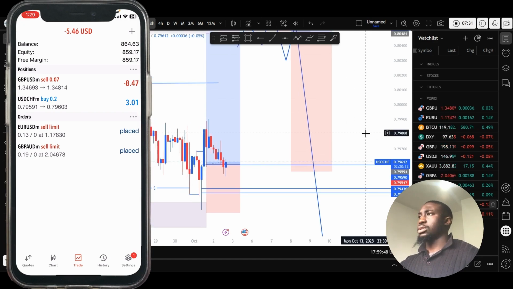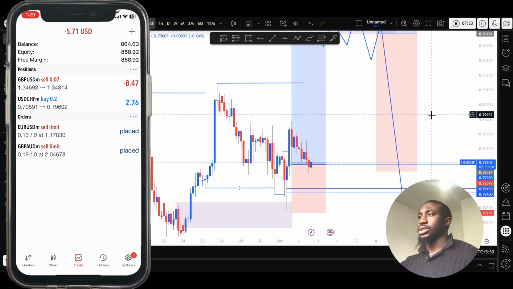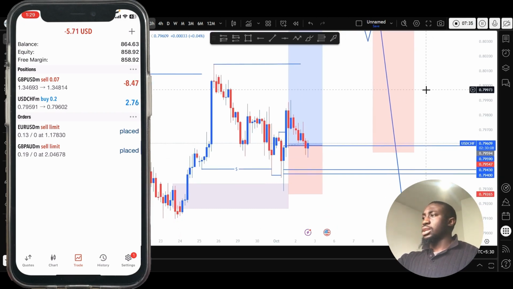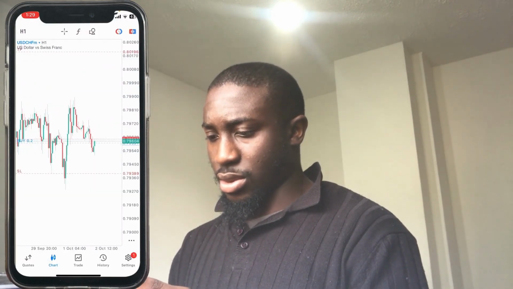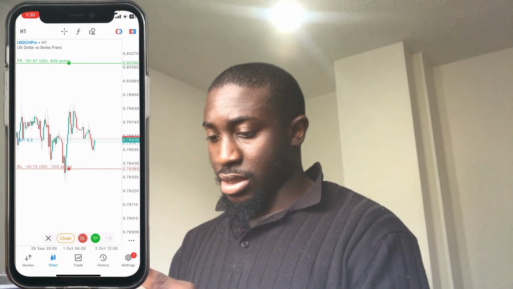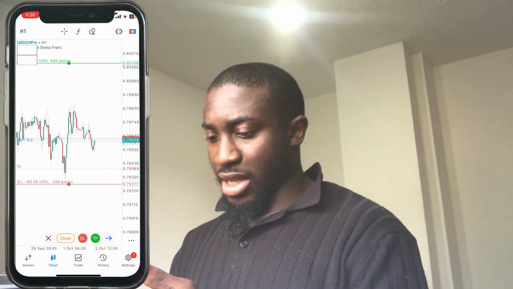So let me set this trade. USD CHF, go to chart. I want to increase the stop. I want to increase it now. Put it here. I'm increasing it to about $80.